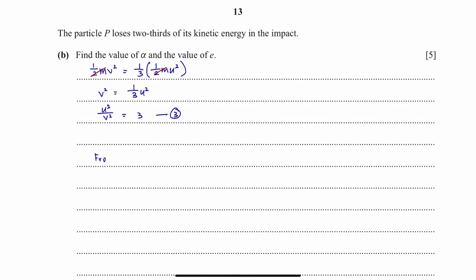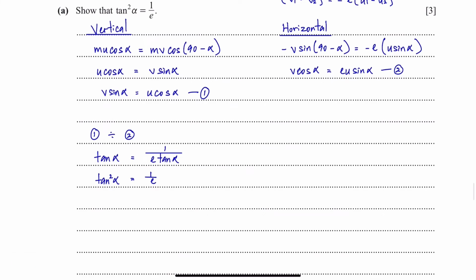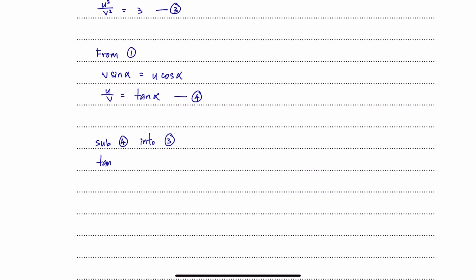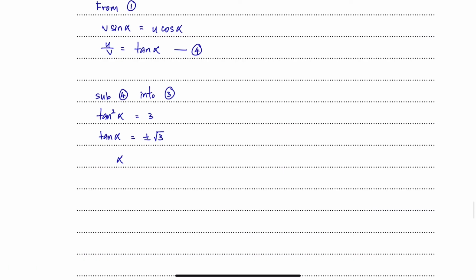And from the first equation, we know that V sine alpha equals U cos alpha. So u over v will be equal to tangent alpha. We call this the fourth equation. So we sub 4 into 3, and we can see that tangent square alpha equals 3. So tangent alpha is plus minus root 3. So alpha would be 60 because it has to be an acute angle.